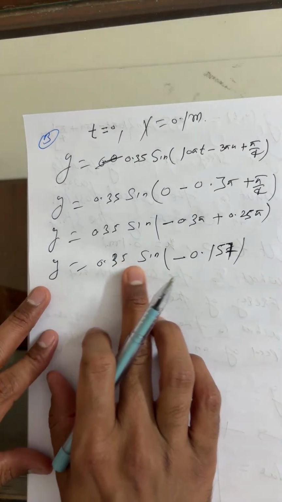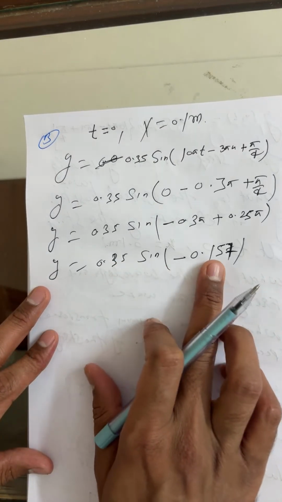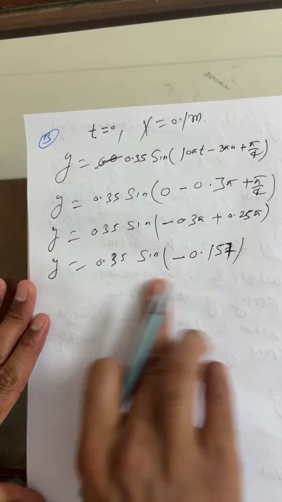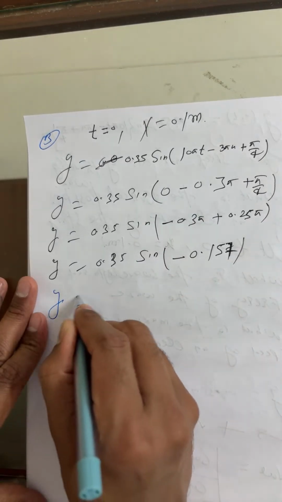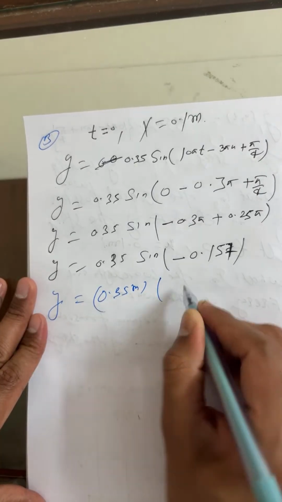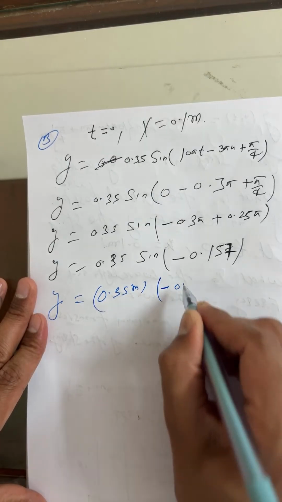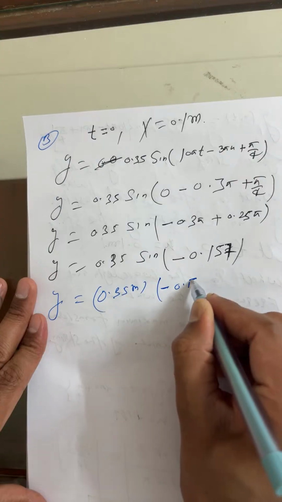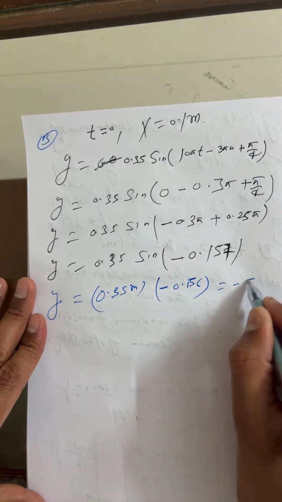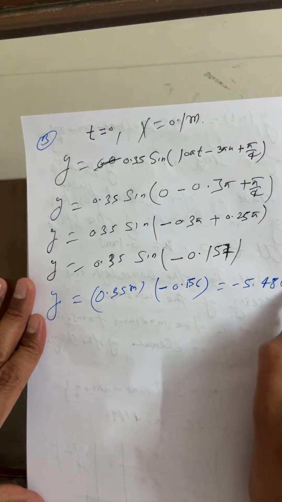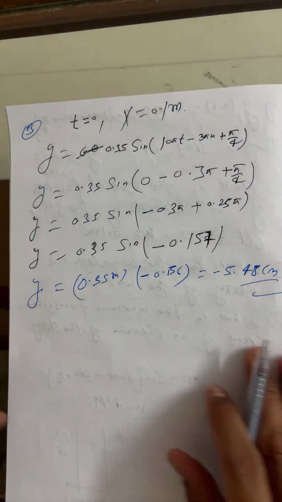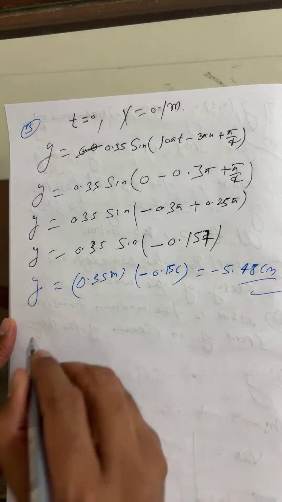So y is equal to 0.35 sine of minus 0.157. Now just put in the value and you will get y equal to 0.35 meter times a negative value, minus 0.156. Solving further, you will get minus 5.48 centimeter. Okay, now the next part, that is option C.